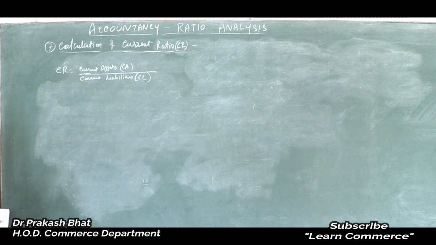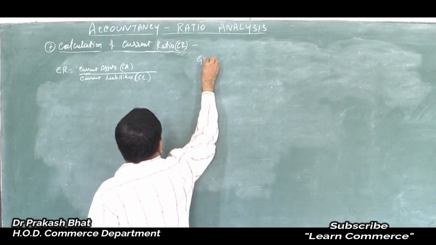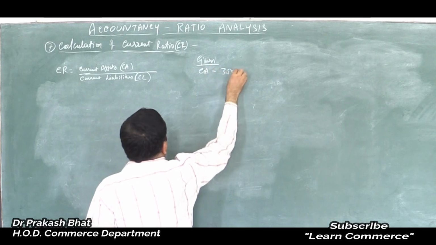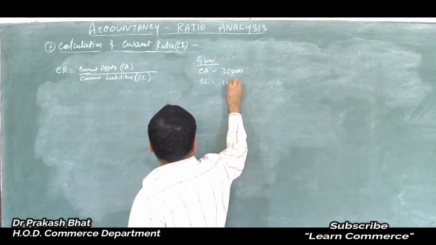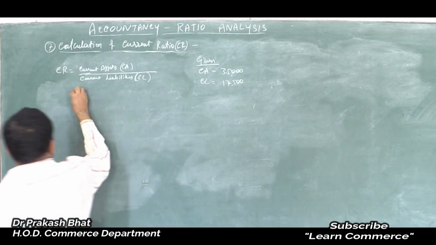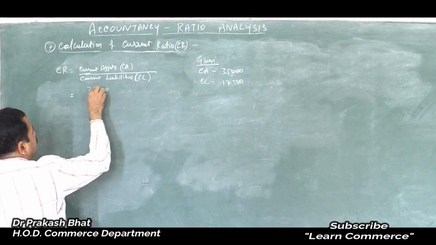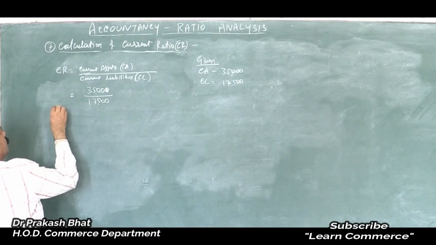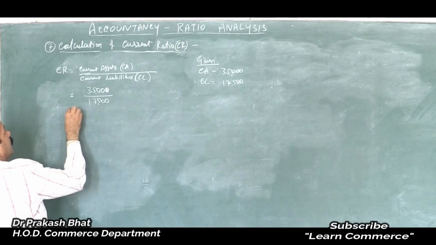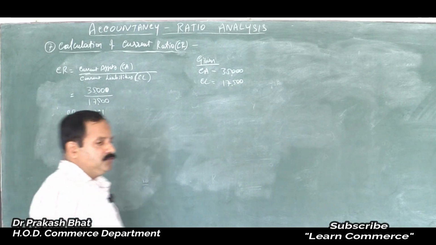Then current assets divided by current liabilities. Current assets given, 35,000. Then current liabilities also given, 17,500, isn't it? So substitute the figures in the formula. 35,000 current assets divided by current liabilities 17,500. Therefore, current ratio is equal to 2:1. It comes as 2. Your right answer 2:1. It's done.